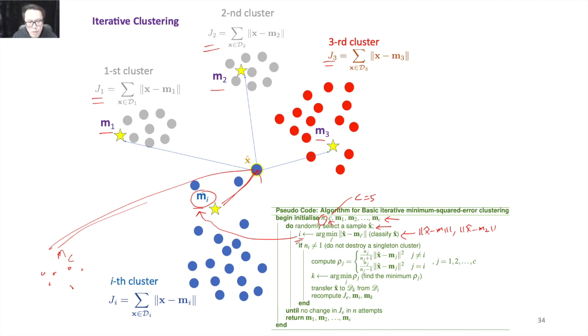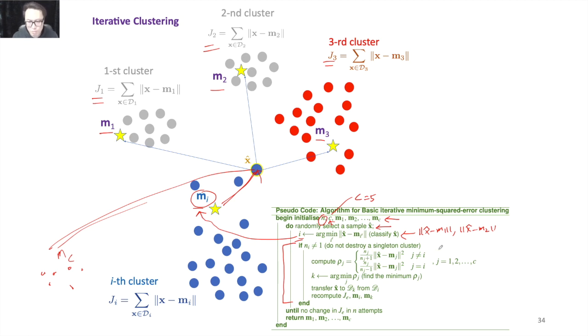And now we go to this block. This block is about the moving. We are going to move these samples from i to j. We do not know which is the j, which cluster is the j. So we are trying to move this x to m1, we are trying to move x to m2, try all the combinations.